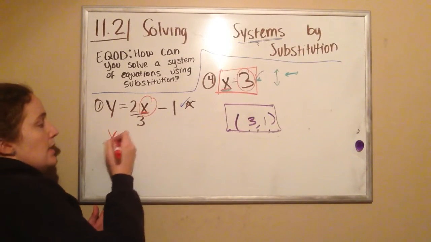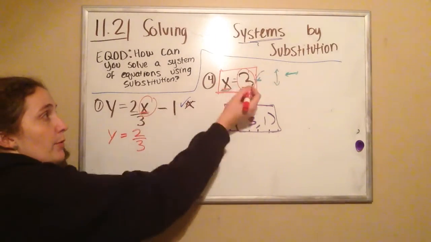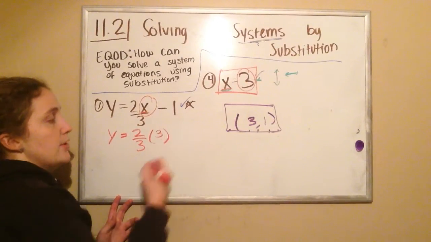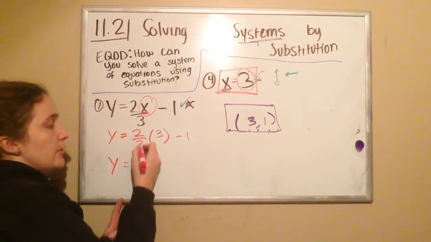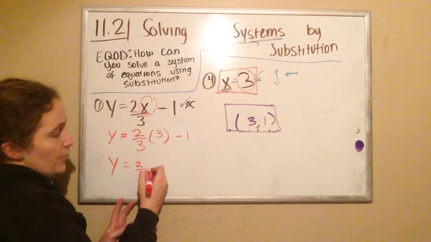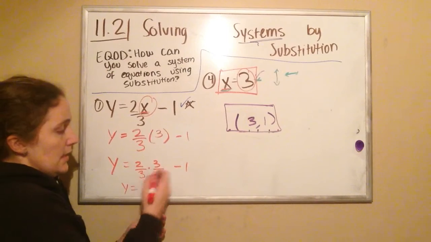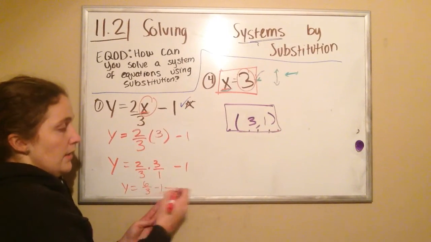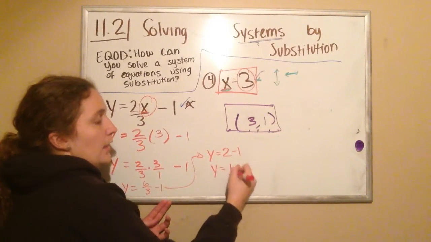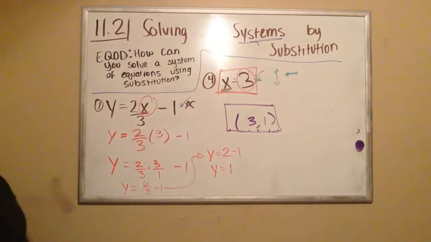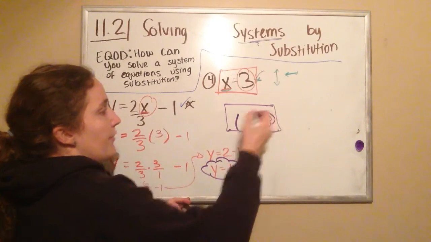So we get y is equal to 2 over 3, then there's this x here. We are replacing x with 3. That's what we call substitution. Minus 1. And when we continue to solve out for y, 2 over 3 times 3 over 1 minus 1. So we get 6 over 3 minus 1. 6 divided by 3 is 2, and 2 minus 1 is 1. Guess what? Our y value shows 1.